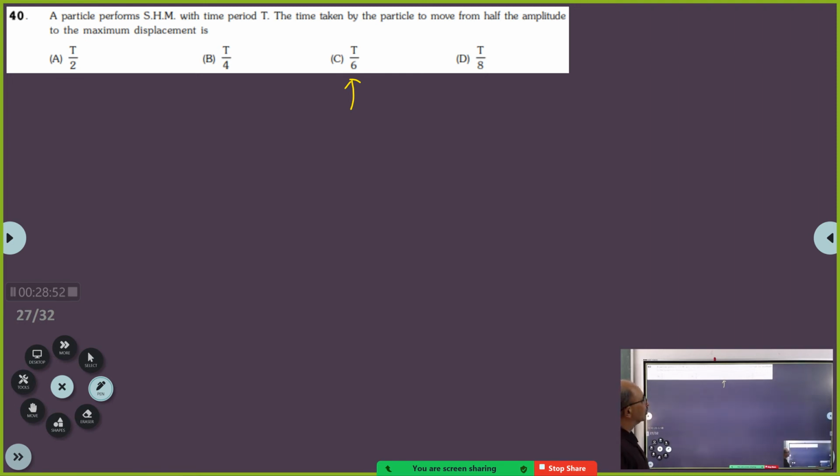Sir, I considered the equation as a sin omega t. You tell, I will write. Whatever you have written, you tell me, I'll write. Sir, you write a sin omega t. x is equal to a sin omega t, no? You wrote x is equal to a sin omega t.